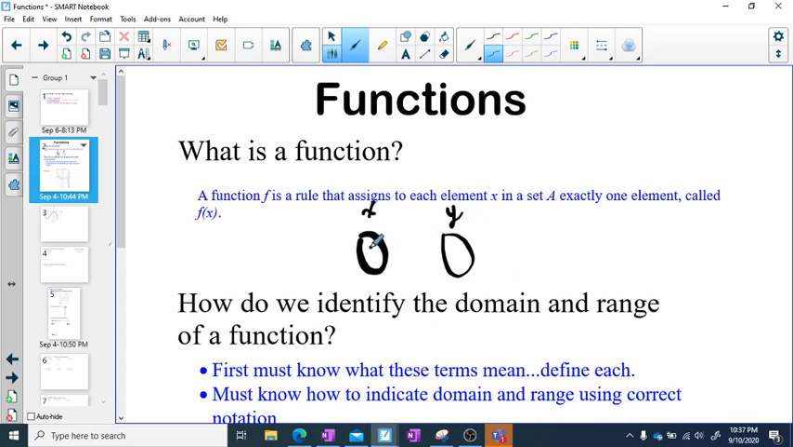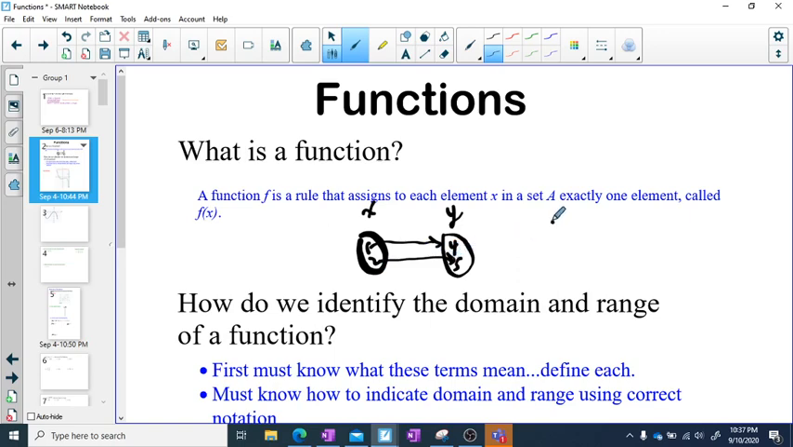So for example, here could only go to, let's say this was a 1, and this is a 4, and this is a 2, and this is a 5. Well, this would be a function because every element here only goes to one element here. Every element here only goes to one element here.